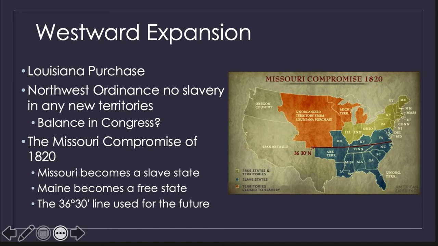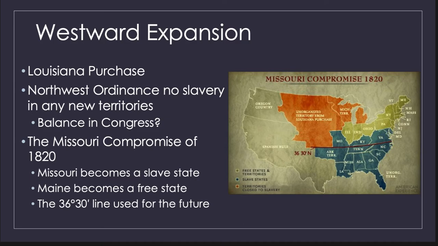The Missouri Compromise of 1820 gives us three main pieces. The first piece is going to be that Missouri, this blue state right here with the MO, comes in as a slave state. Now, if we add a slave state, we have to add a free state to keep that balance. Remember, all about the balance. So the free state that gets added is going to be Maine, all the way up in the corner.